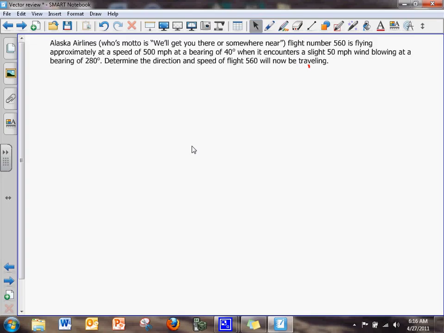I'm going to cruise through the rest of the problem quickly, where we're just finding the component form of each vector, adding the vectors together, and then going back and finding the actual speed and direction of the plane after it encounters that wind. So let's look at the plane first, the Alaska Airlines plane.